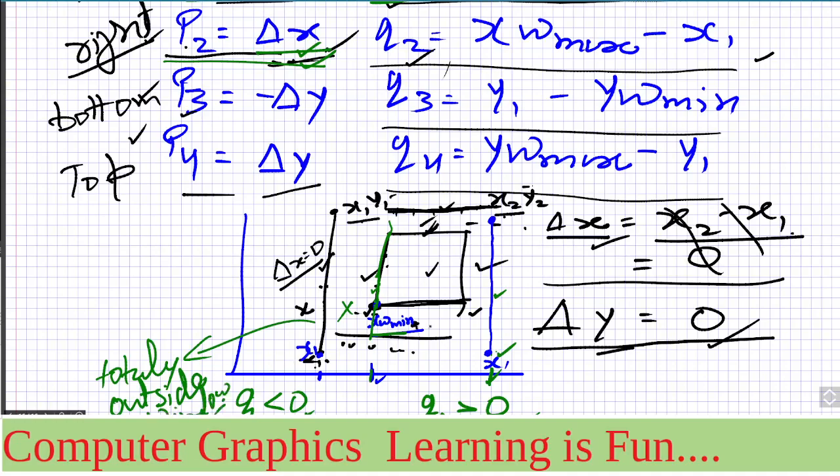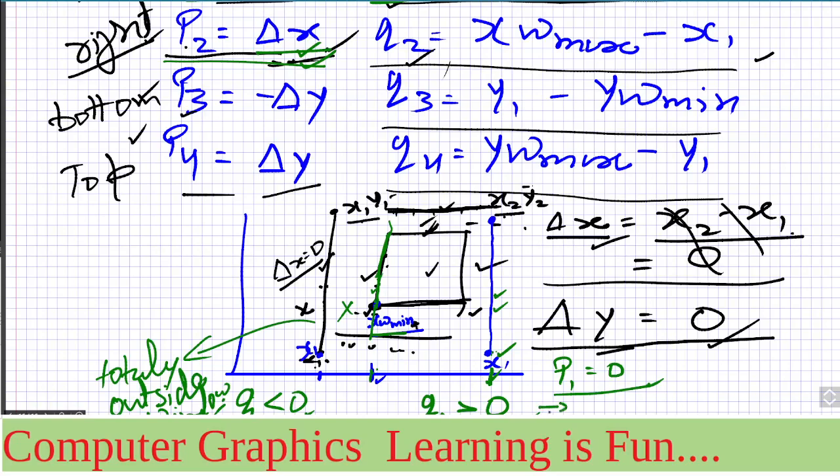Okay. Now we are considering this particular line. In this line we started with P1 only. The difference of x was already 0, no problem. So it says that it is parallel to the left boundary. Then we try to find out Q1, and this value of x1 is more than the xw min. So this value is greater than or equal to 0.